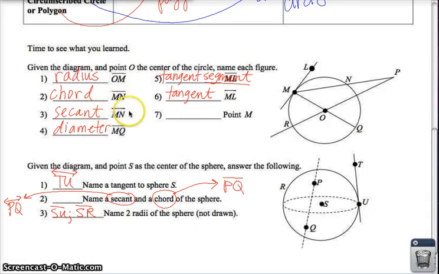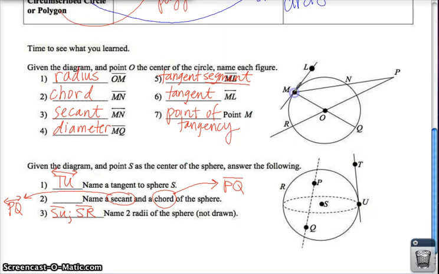A secant is a line. Hopefully you have that in your definition. So the difference between a chord and a secant: a secant goes on forever and ever. A chord just intersects the outside circumference from one side of a circle to the other. Diameter, specific type of chord that goes to the center. Tangent segment. This is a tangent segment because it has a segment symbol above the two letters. But ML is a line, so therefore that's a tangent. Point M, that's a point of tangency.